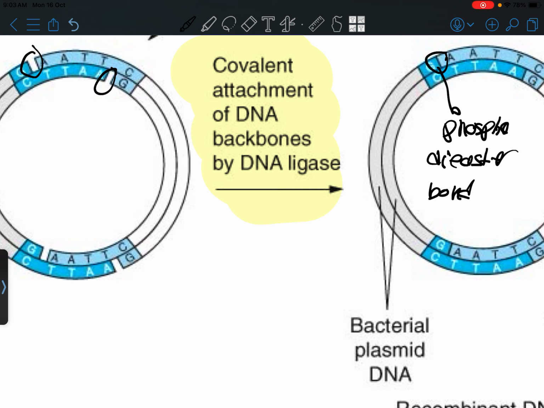This circular plasmid is carrying what? It's carrying the human DNA. I will highlight the human DNA.